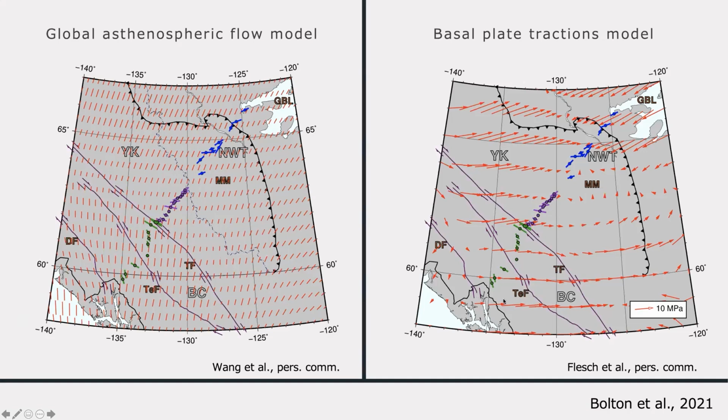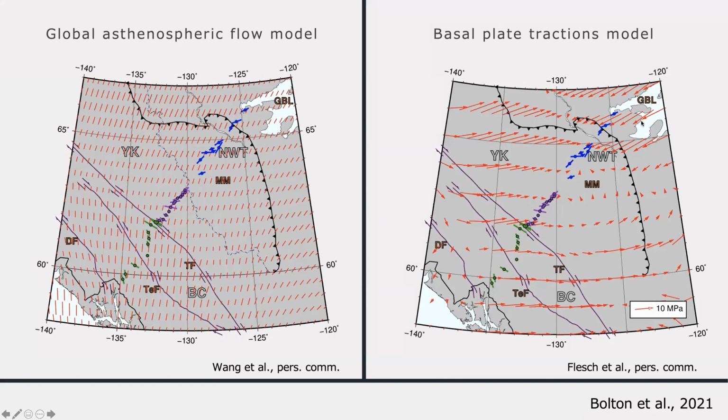So another thing we can look at is the Finzel et al. plate tractions model. And here I've shown an updated version from Lucy Flesch et al. And you can see that they've updated their model to go much further east. The red arrows show inferred plate tractions, again, where they've tried to fit plate boundary motion, plate boundary forces, and gravitational potential energy to measure GPS.